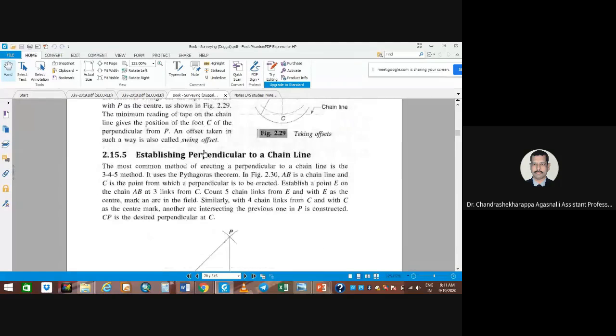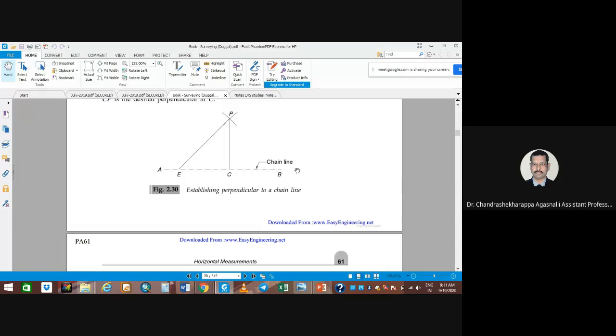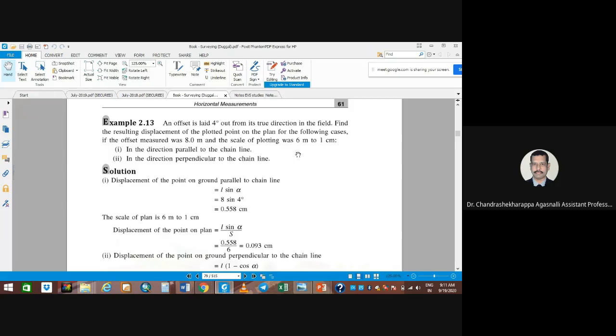So here is establishing the perpendicular to the chain line. What is that? The most common method of erecting the perpendicular to the chain line is the 3-4-5 method. It uses Pythagoras theorem. Here is your chain line, a straight line. Establishing a perpendicular to the chain is this one. Right, so what we need to do now? This is an offset landing.